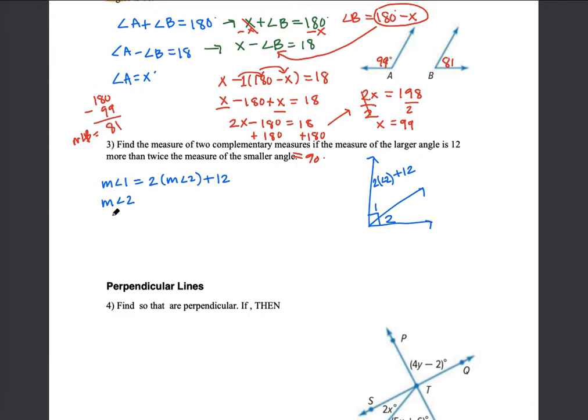What else do I know? Well, these two angles are complementary, right? Remember, complementary means if you add them together, they add up to 90. So let me erase that. And I can just say that the measure of angle 1 plus the measure of angle 2 is equal to 90 degrees.